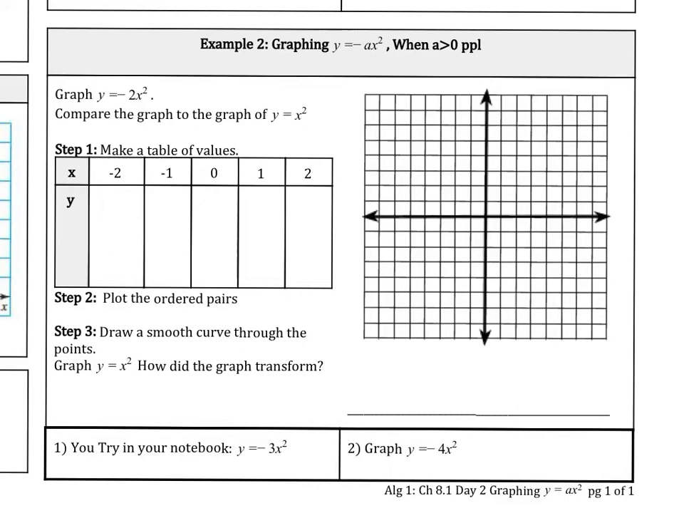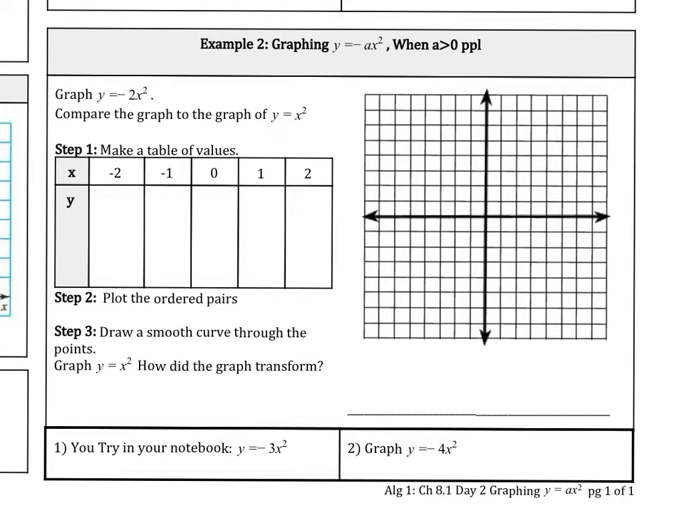8.1 Day 2, Example 2: graphing y equals negative ax squared, where a is greater than 0 and the sign in the front is negative. Graph y equals negative 2x squared. Then compare that to the graph that we had originally, and that graph is y equals x squared.